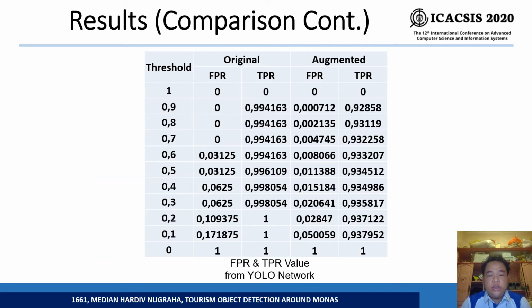And then we can see here the comparison of the false positive rate and true positive rate of the YOLO network. As we can see, the true positive rate of the original dataset is 1 at thresholds 0.1 and 0.2, and for the augmented, at threshold 0.2 the TPR score is 0.937.